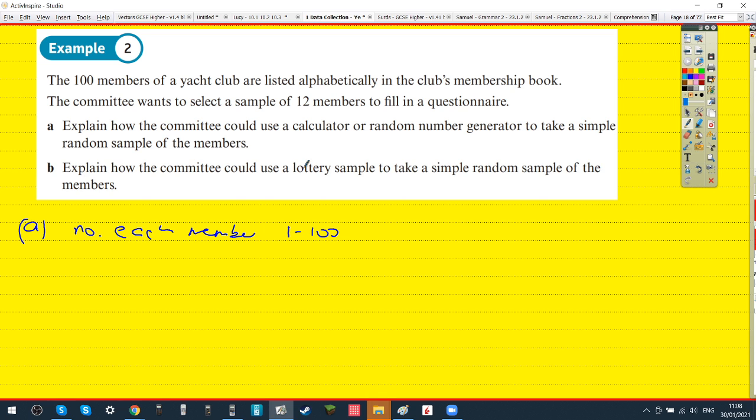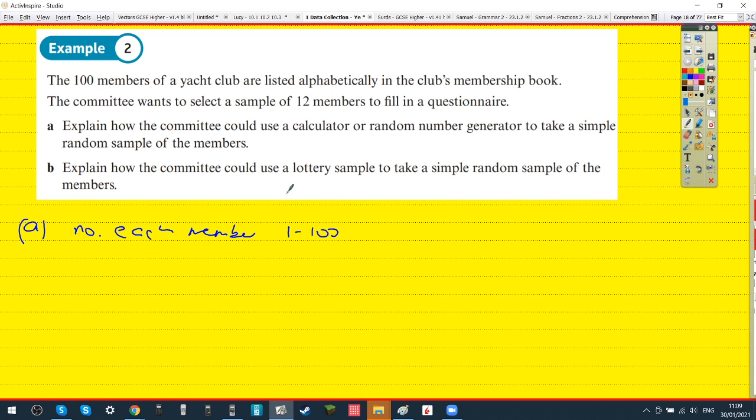Then generate 12 random numbers between 1 and 100, and select the members whose numbers come up. Okay. Yes, explain that to me. These are lottery samples. So that's a simple random sample, and then how could they do a lottery sample?